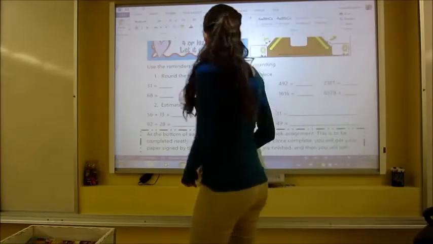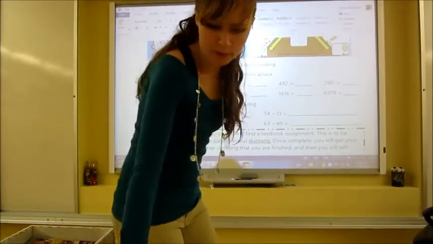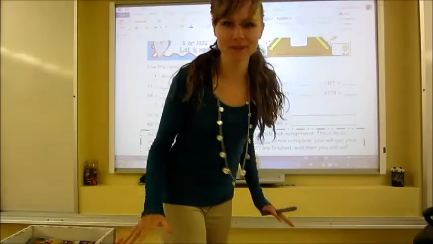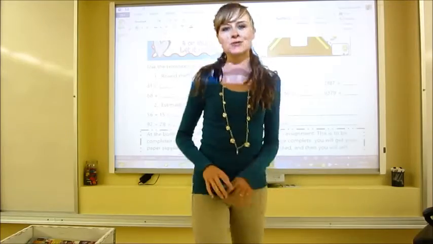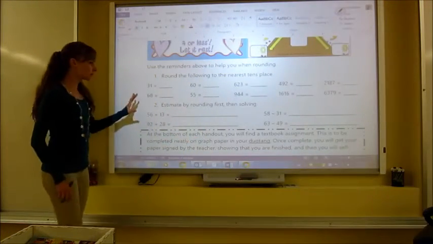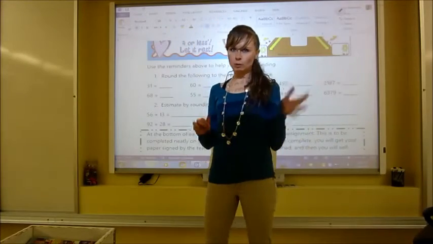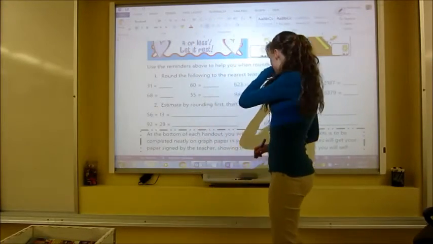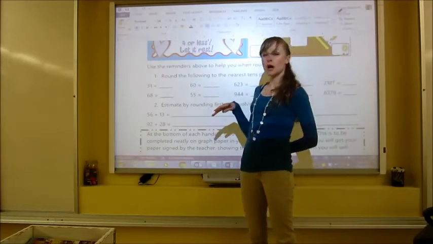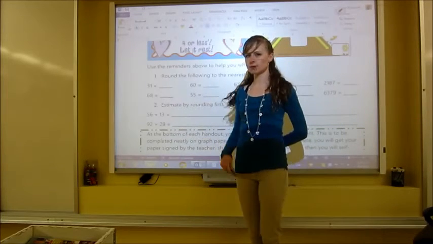And we're going to do estimating next. So we're going to be doing rounding and then we're going to be applying it to adding or dividing. I mean, not adding or dividing, sorry to make your heart jump. Adding or subtracting. All right, so it says estimate by rounding first, then solving. And like I said before, we're doing only rounding to the nearest tens. But I think that's all we have on here anyways. So we'll do the top 2 together. I'll get you to do the bottom 2 by yourself and then follow along and see if you got it right.